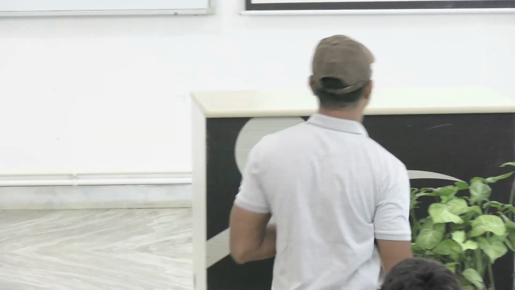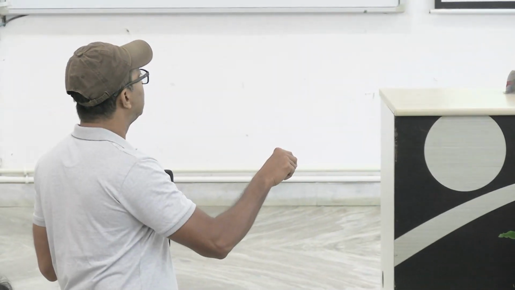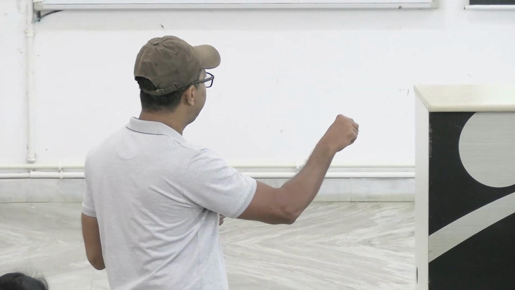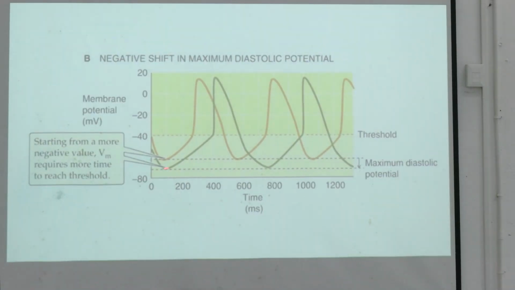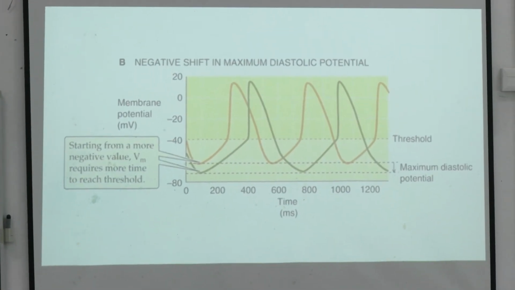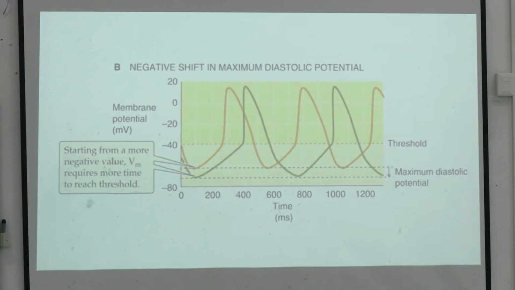Okay. Next, another thing that can be done is to reduce the maximum diastolic potential. This is the lowest point in the action potential normally, and this is when we apply some drug. So the maximum diastolic potential can also be reduced to reduce heart rate. This point is called the maximum diastolic potential, and it is reduced to this by applying some drug. So it is called a negative shift in maximum diastolic potential. That can also be done.